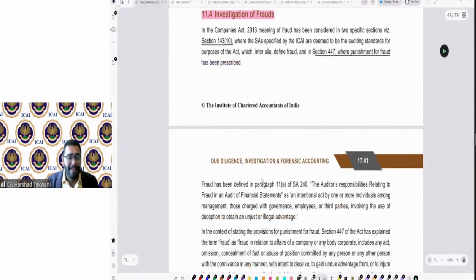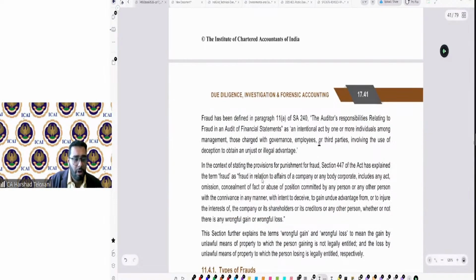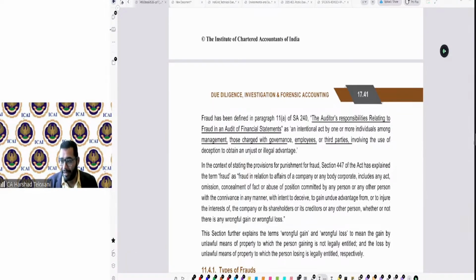Now, we have SA 240 that we have already discussed, the auditor's responsibility relating to fraud in a financial statement. It talks about what the responsibility of the auditor is with respect to fraud risk or fraud related to a financial statement. Fraud can be conducted by those charged with governance, management, employees, third parties, or a combination of all. And the term fraud has been defined under Section 447 of the Companies Act.